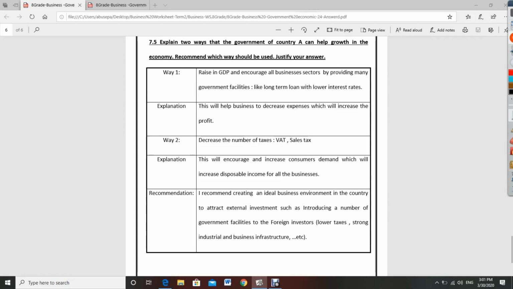My recommendation, I recommend creating an ideal business environment in the country to attract external investments, such as introducing a number of government facilities to the foreign investors, like lower taxes, strong industrial and business infrastructure, etc.